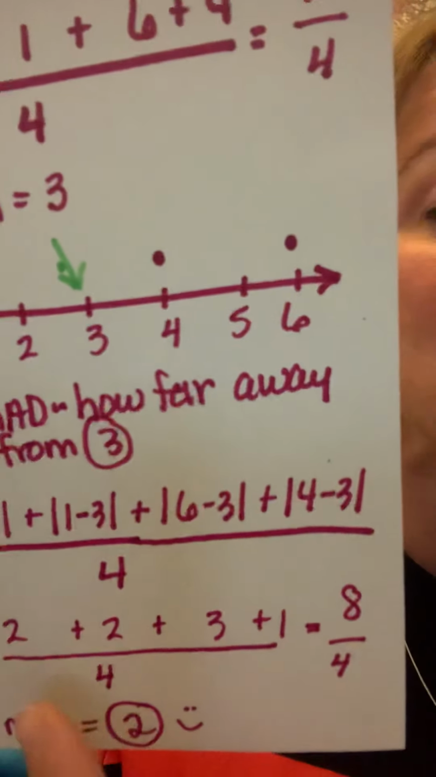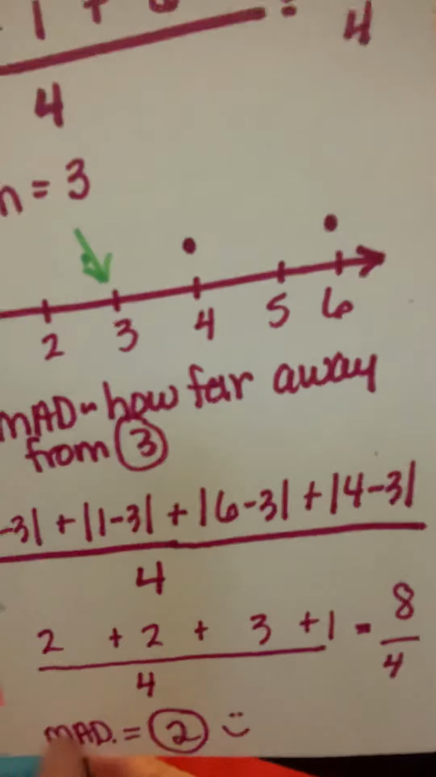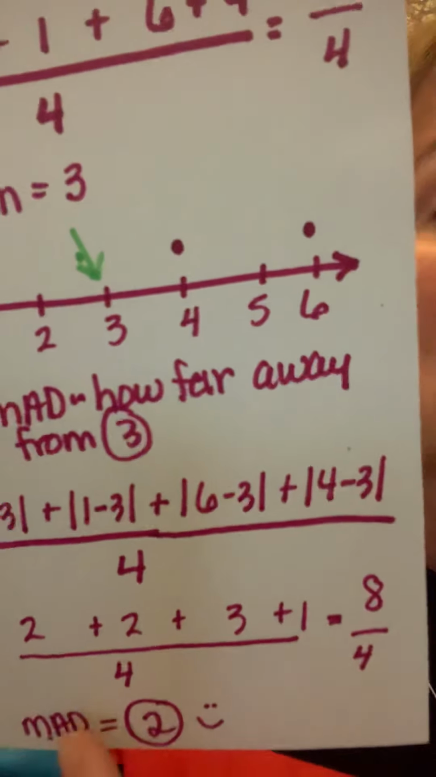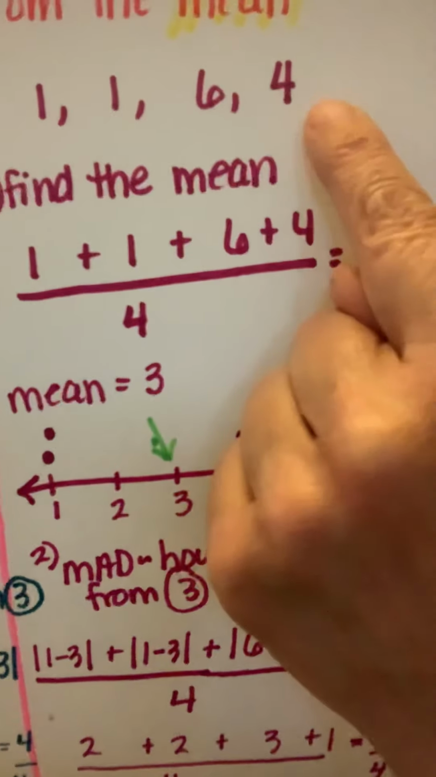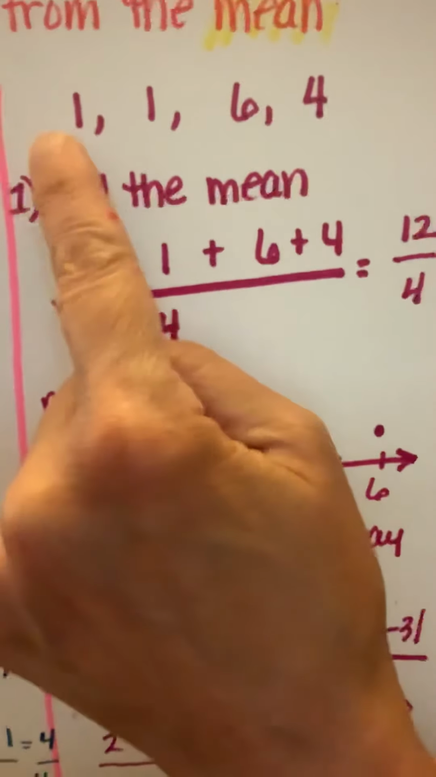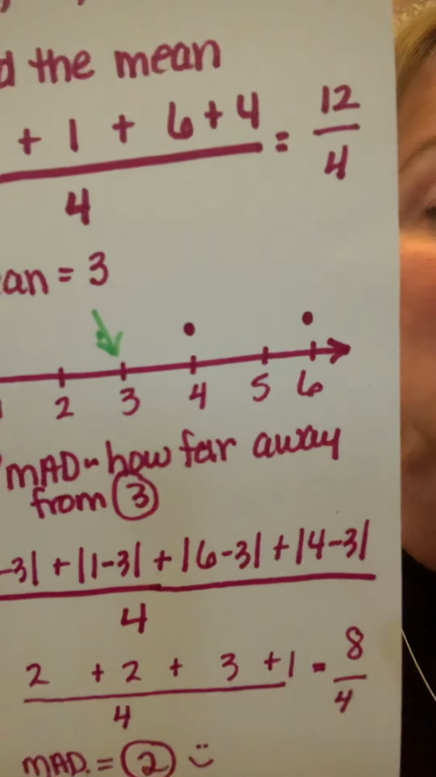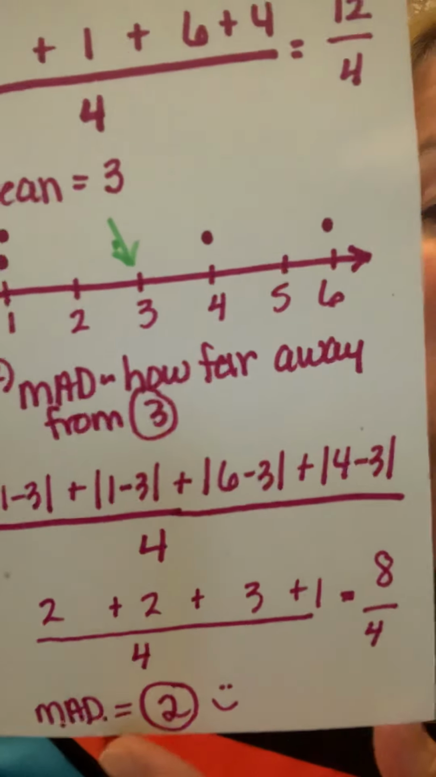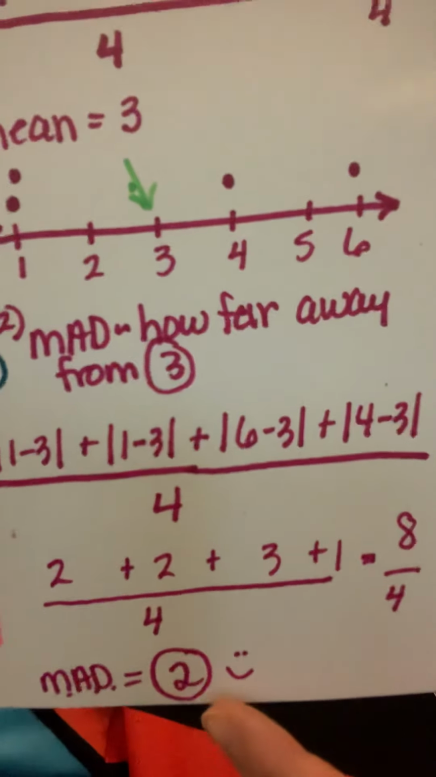But I have to divide that because I'm still looking for the mean. That's the M in MAD. I'm still looking for the mean. So I have to divide it by the number of points in my data set. I have 1, 2, 3, 4. So I take this 8, divide it by 4, and that's going to give me 2. That's my mean absolute deviation.